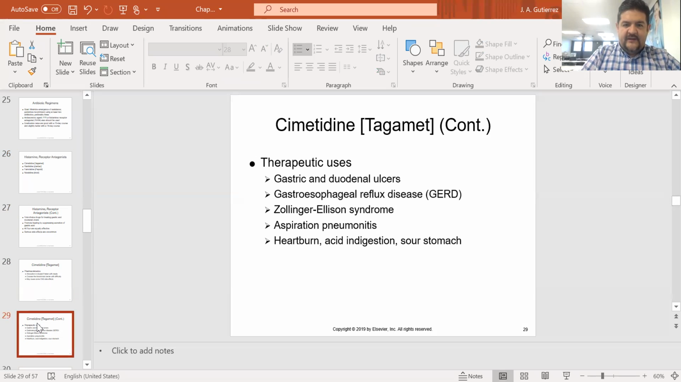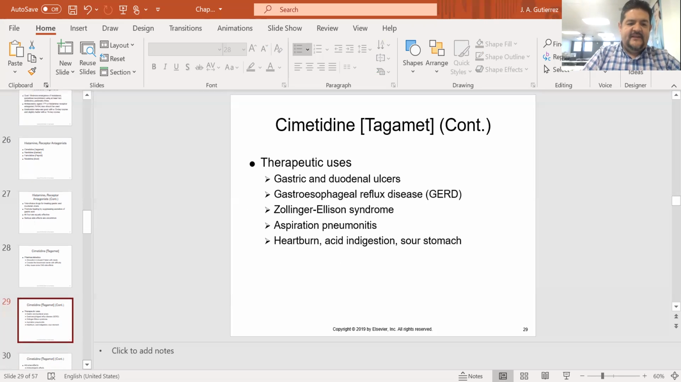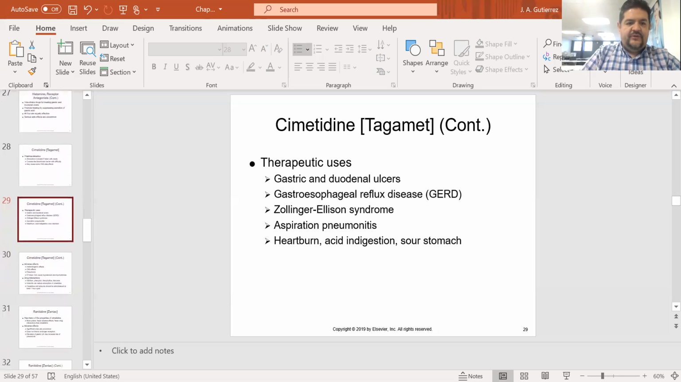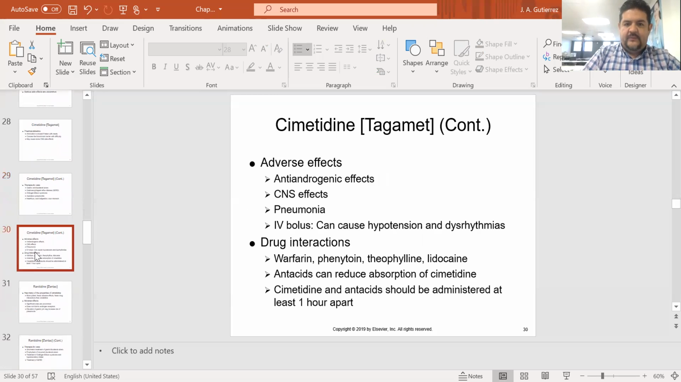Let's see, regarding therapeutic uses: any condition where there's too much gastric acid. Gastric and duodenal ulcers, GERD, Zollinger-Ellison syndrome, which is a tumor, aspiration pneumonitis, heartburn, acid indigestion, sour stomach. So any condition where there's too much acid, we can use the histamine 2 receptor antagonist.